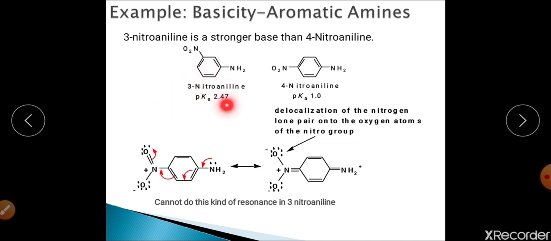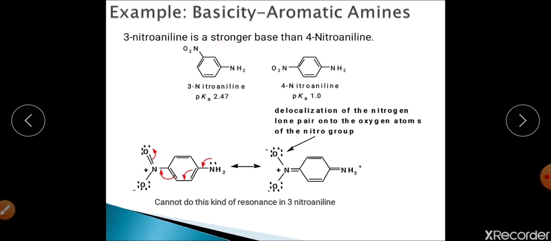For example, on your screen you can see two examples, and when we compare them, you have 3-nitroaniline and 4-nitroaniline, and you can compare the basicity: 3-nitroaniline is a stronger base in comparison to 4-nitroaniline.